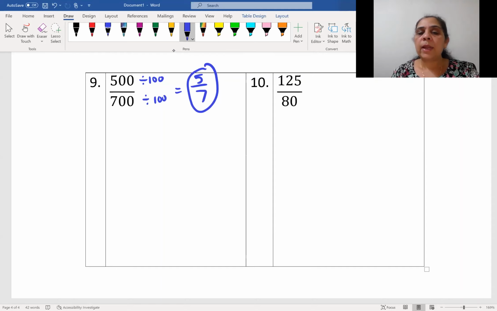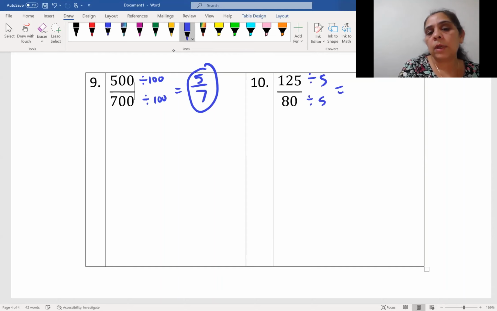Next one, the last digits are 5 and 0, so you can divide by 5. So let's see here, we divide by 5. 125 divided by 5 is 25. 80 divided by 5 is 16. Can we reduce more? See, on top we have 25, which we can only divide by 5 or 25. We cannot divide 16 by 5, so that's it, that's your answer.